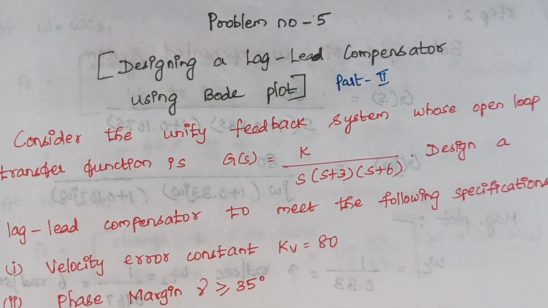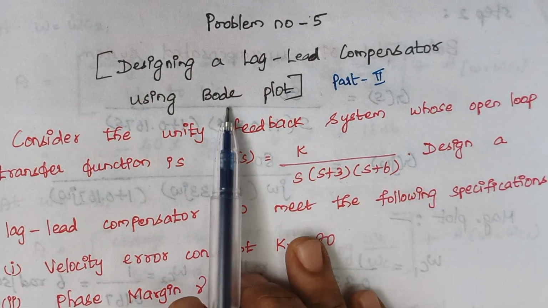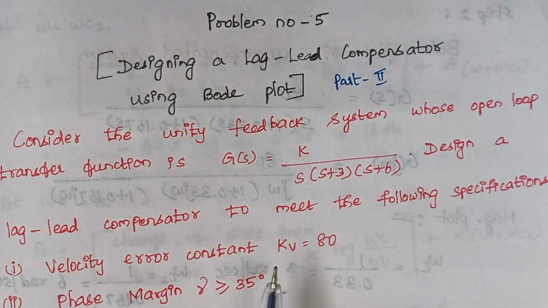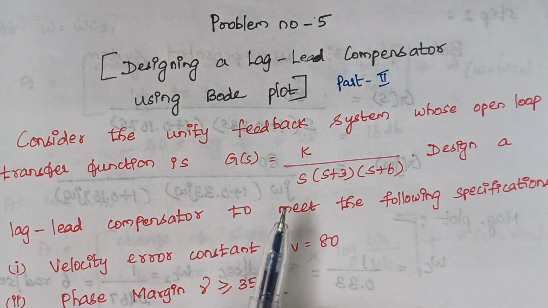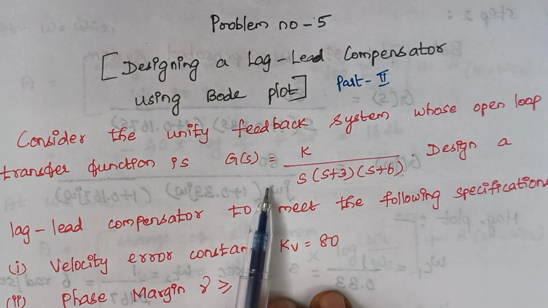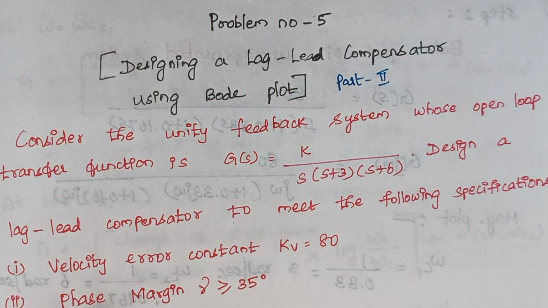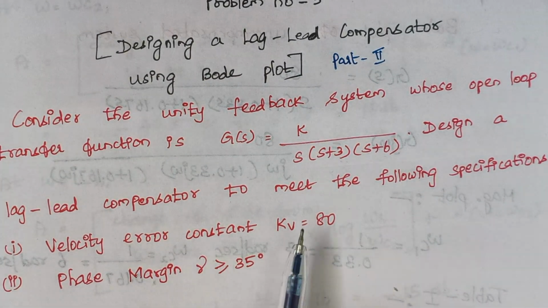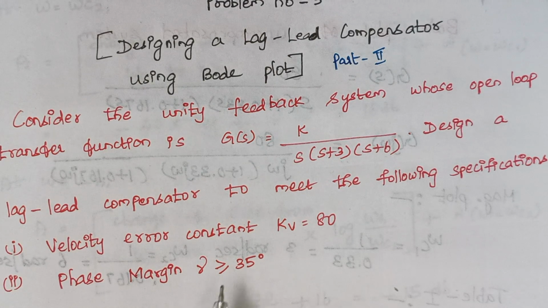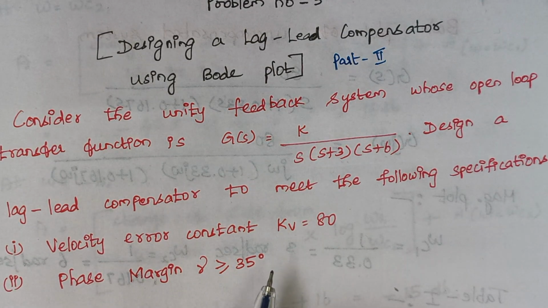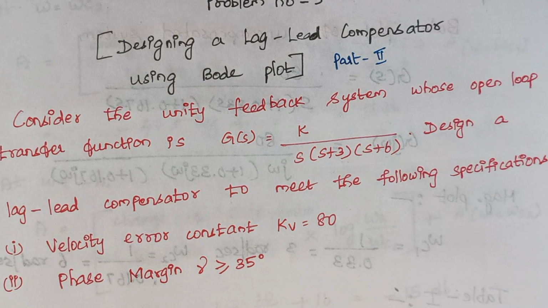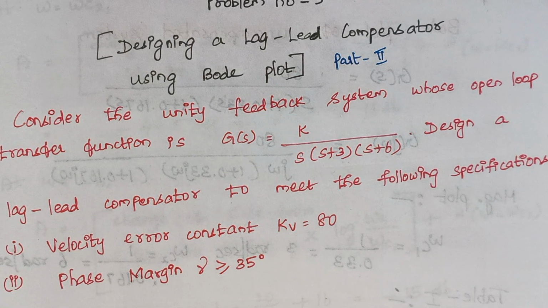Today we are going to solve problem number 5, designing a lag lead compensator using Bode Plot, part 2. The problem is, consider the unity feedback system whose open loop transfer function is given. Design a lag lead compensator to meet the following specifications. First, velocity error constant Kv is equal to 80 and phase margin is greater than or equal to 35 degrees. In part 1 we had designed the lag lead compensator and finally found the transfer function of the compensator system. Now we are going to draw the Bode plot for that compensator system.